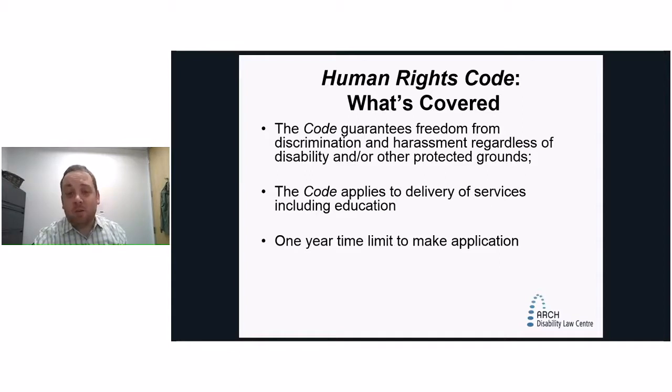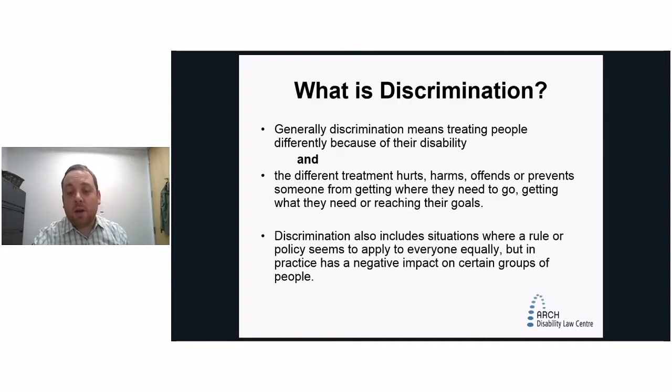Many parents that I've spoken with are quite engaged, but if you're considering legal action, which we don't always recommend, what we normally suggest is that you act relatively quickly, because there's a 1-year time limit to make an application to the Human Rights Tribunal. Again, not something we always recommend.